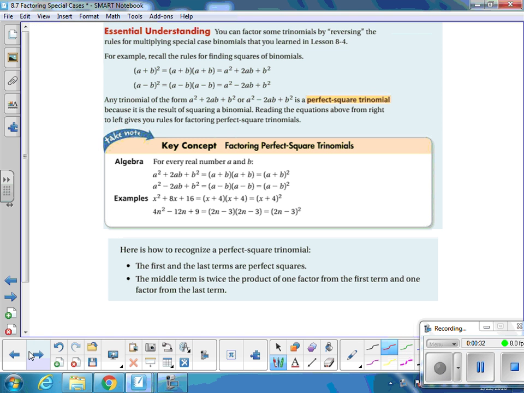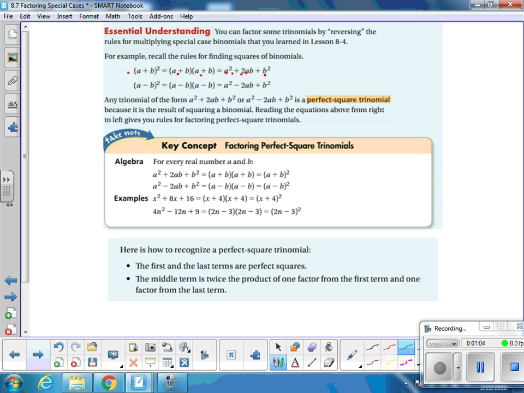Our essential understanding is this: you can factor some trinomials by reversing the rules for multiplying special case binomials that you learned in 8.4. You're welcome to look back at that. Here's an example though. The rule for squaring binomials: if you're squaring a plus b, that plays out as a plus b times a plus b. And if we FOIL that out, it's a squared plus double the product of a times b, and b squared.